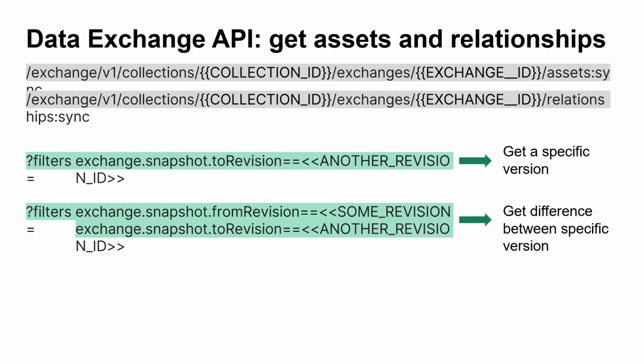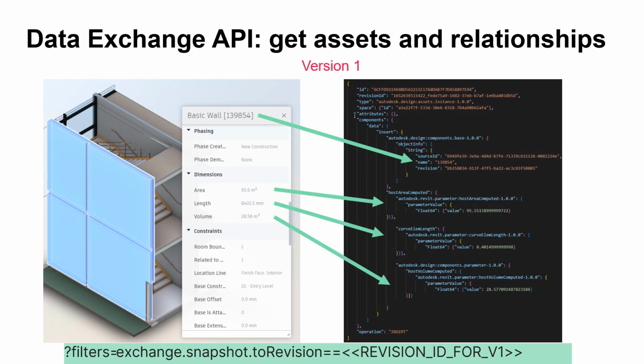Let us quickly go through an example based on the data exchange we created when we were reviewing the user workflow interface. To get all the assets and relationships as they were in version 1, we must specify the toRevision filter and give the revision ID corresponding to version 1. Among received assets, we notice the instance assets holding the value for the needed wall.